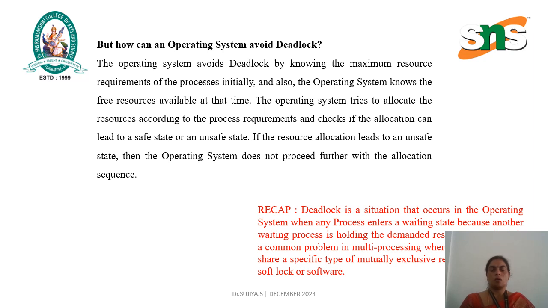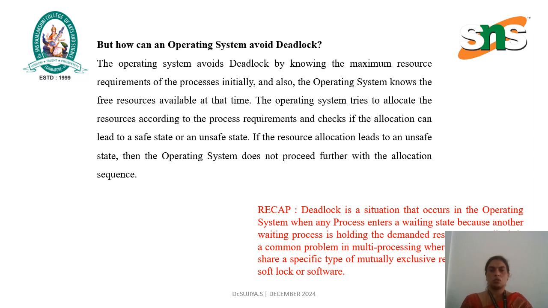But how can an operating system avoid a deadlock? By knowing the maximum resources required by each process initially, and also the operating system should know the free resources available at all times. The operating system tries to allocate the resources according to the process requirements and checks if the allocations can lead to a safe state or an unsafe state. If the resource allocation leads to an unsafe state, then the operating system does not proceed further with the allocation sequence.